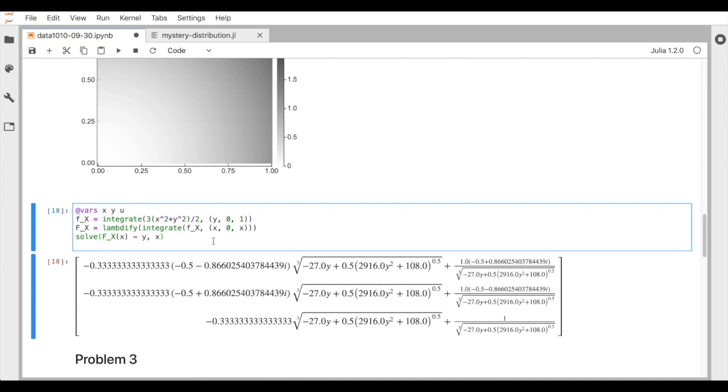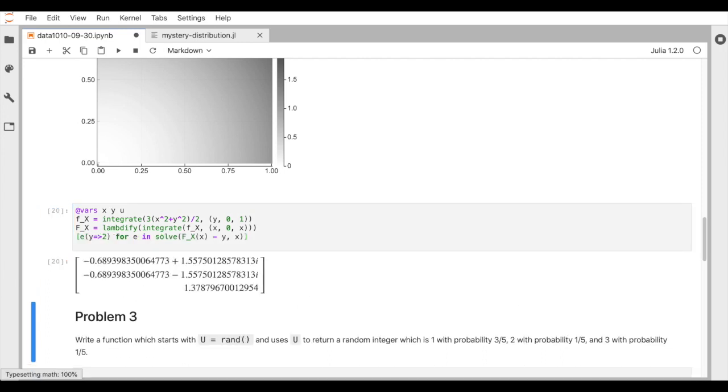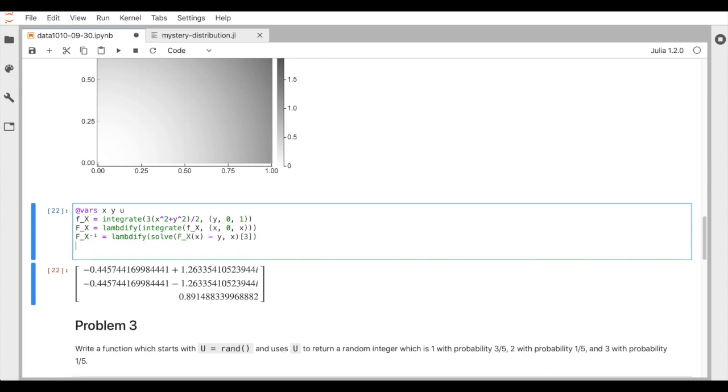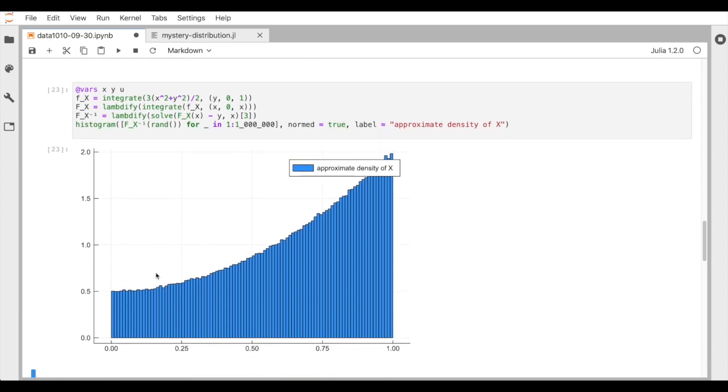And this is a cubic equation, so it has 3 solutions, and SymPy can tell us what the solutions are. And if we experiment with some particular values, then we'll see that this third one is the one that's consistently coming out to be real. So what we'll do is we'll pick off the third solution and turn that into a function. So now we can generate 1,000,000 observations from the distribution of x and see how we're doing. And this looks pretty good. It's quite close to the density of x.